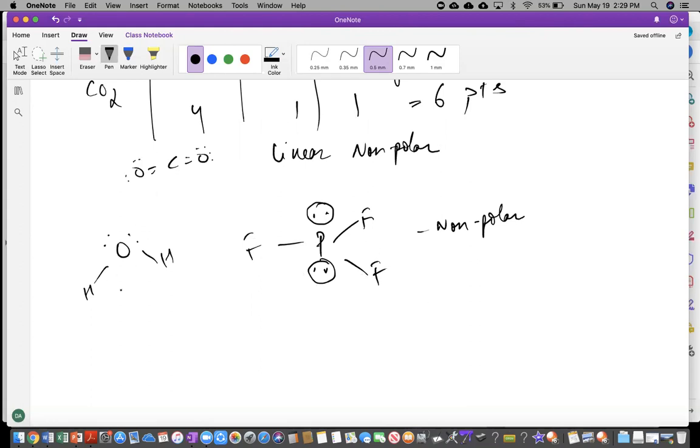Here also you might think that they're canceling out each other. If we just look at this molecule, it might look like they're getting canceled, but they actually are not. That's a bent shape. This one is pointing this way, this one is pointing that way. They are not canceling out each other, whereas these are canceling out each other.